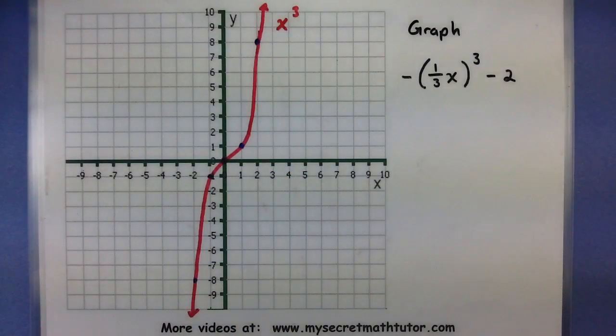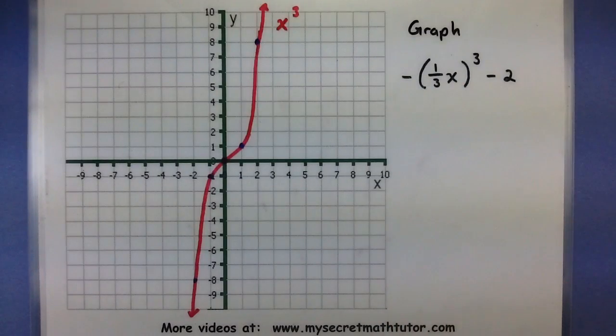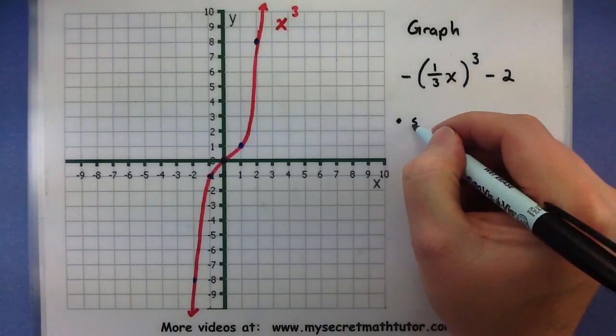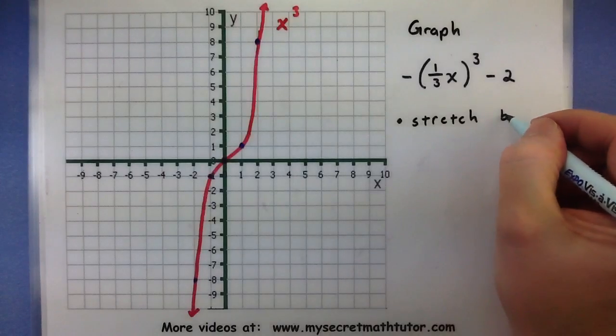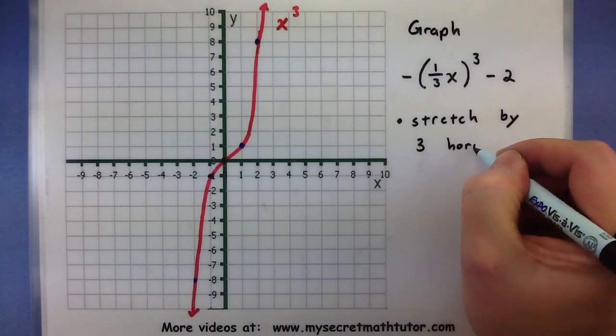Alright, now let's write down what we're going to do to this thing. Starting with the very inside, I can see the first thing that happens is that it is multiplied by 1/3. Since it's on the inside, this will stretch it. This will stretch it by a factor of 3 horizontally.